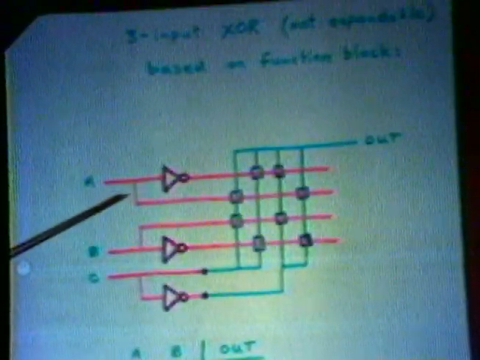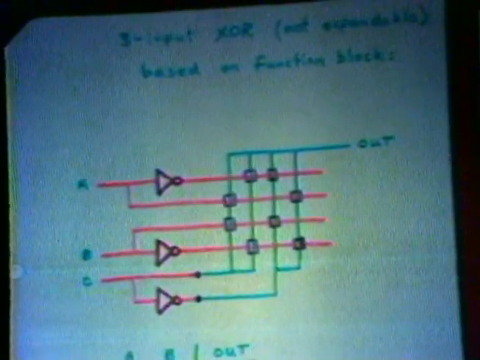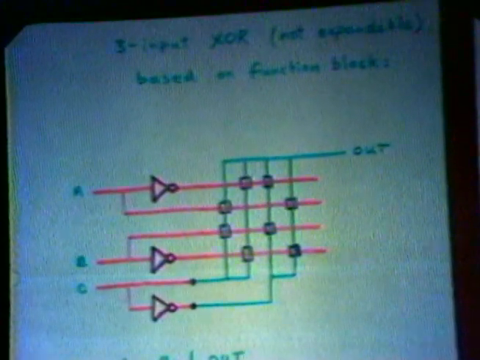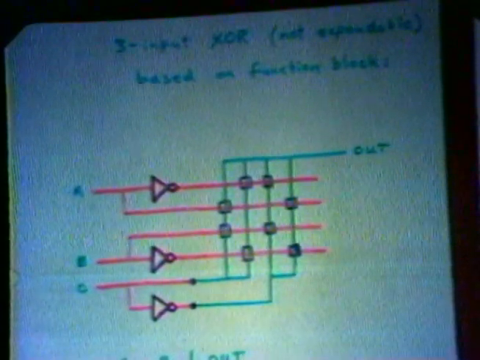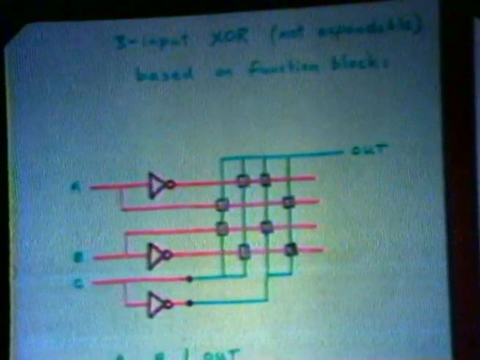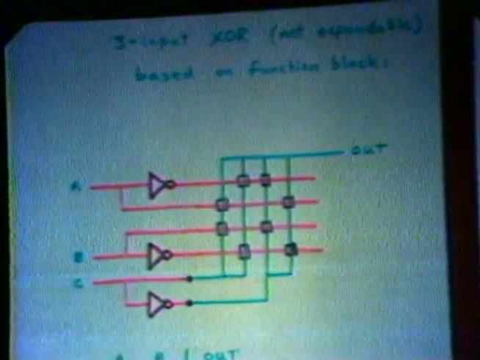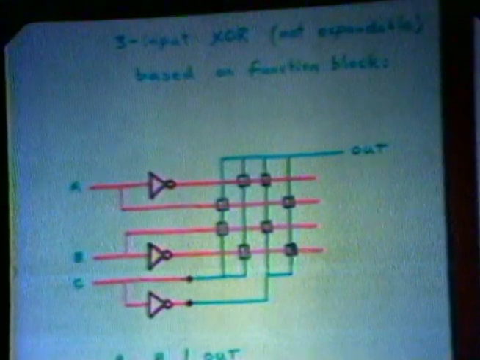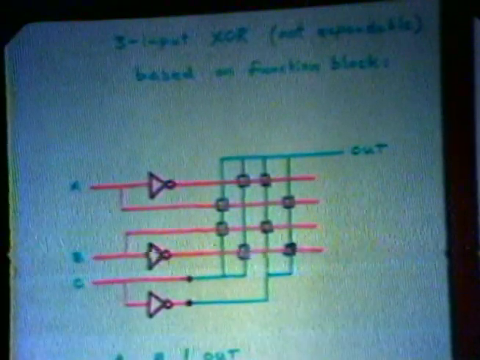This function block can implement any function by hooking its 4 inputs to various combinations of power and ground, and in this case, the complement and true value of the third input to that function. So as I showed you yesterday, you could do an arbitrary 4-input function with an 8-input multiplexer. And here's a way to do a 3-input exclusive OR gate with a 4-input multiplexer. This doesn't grow in any natural way to more inputs, however.